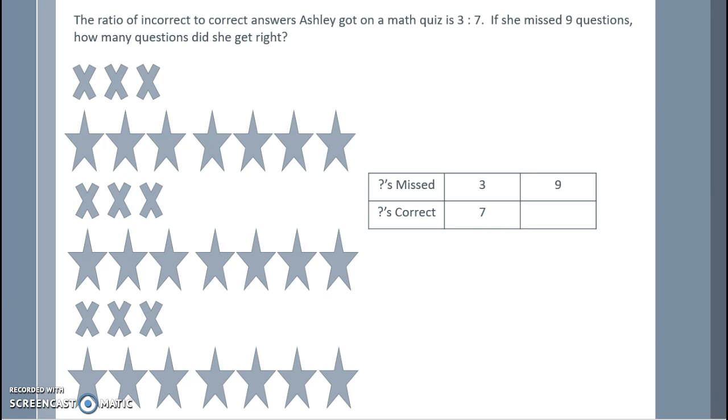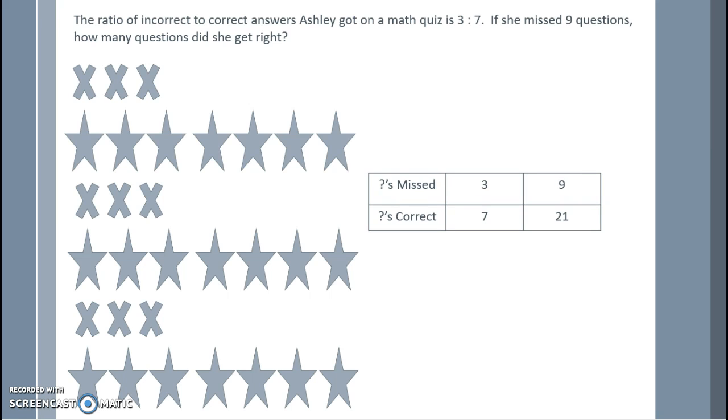We could also use a table to help build this. The questions missed are 3, and the questions correct are 7. We wanted to know how many questions we got correct, and we discovered through using pictures that it was 21. I also know that 3 times 3 gives us 9. Also, 3 times 7 gives me 21. So they are the same when we multiply.